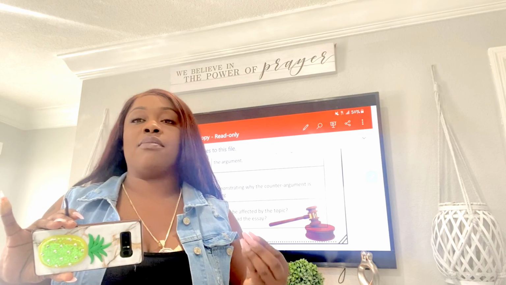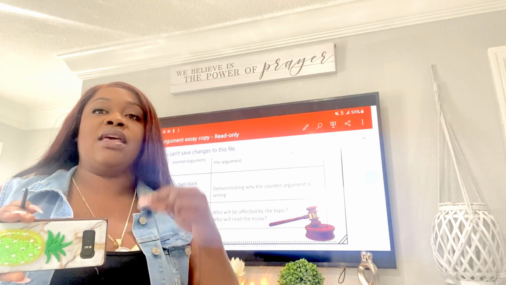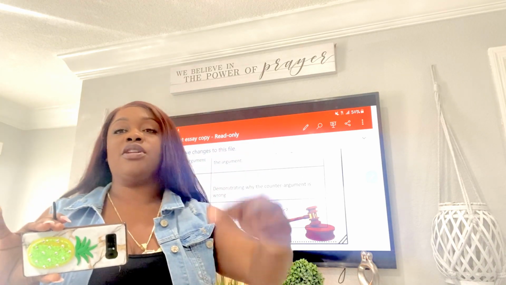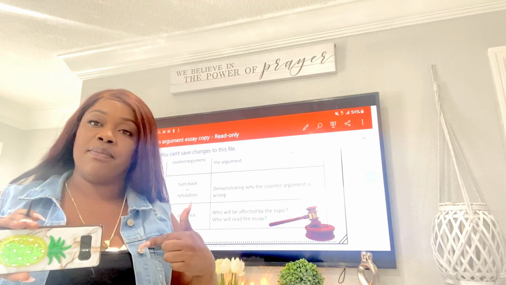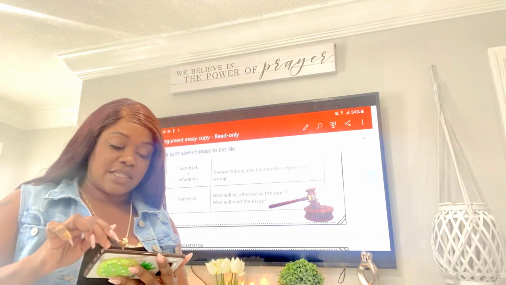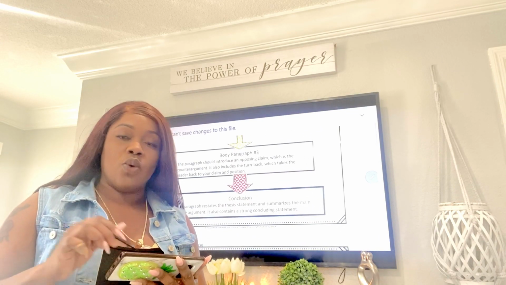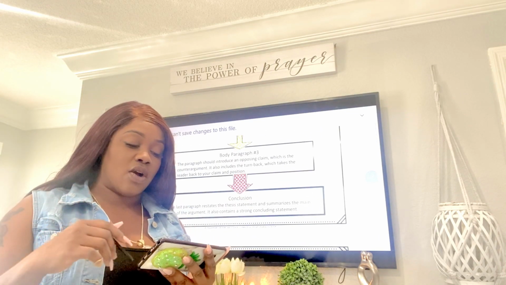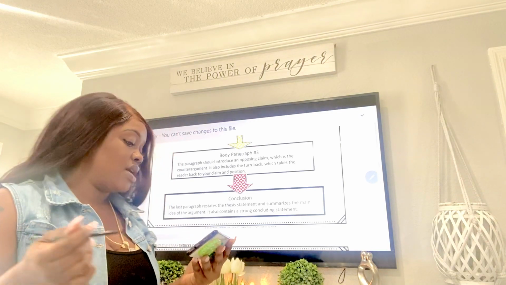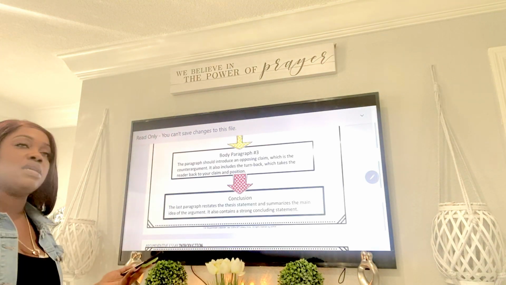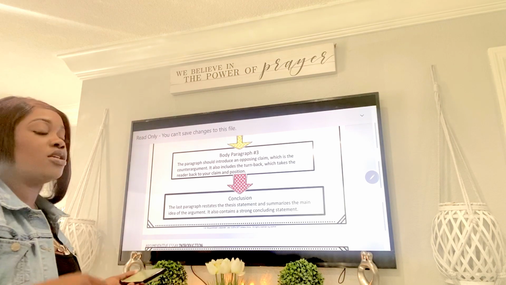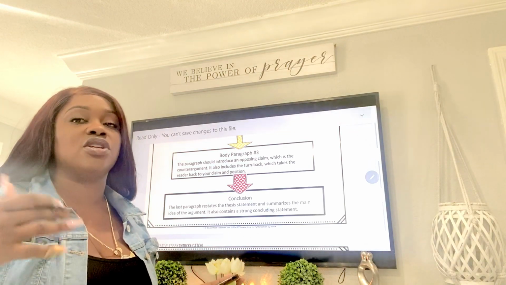So your counterclaim is saying, okay, even though they're saying this, I'm going to turn it back around to support my claim. Okay? So that's one way that you can use that. And then your conclusion, which is your conclusive paragraph. It restates your thesis. It summarizes your main idea. And it contains a strong conclusive or finishing statement.